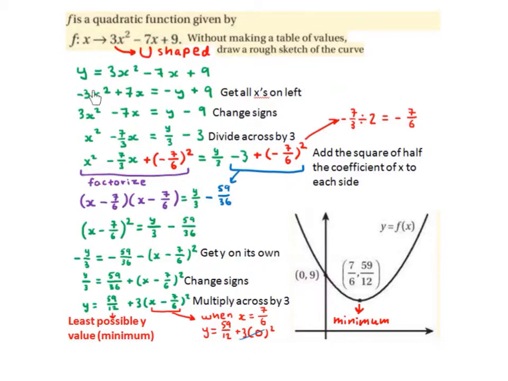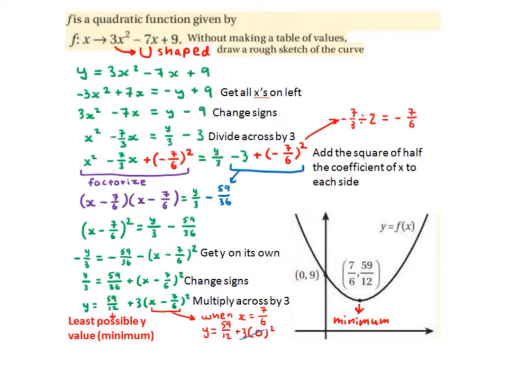Now we don't want minus 3x squared, we want positive 3x squared, so we need to change our signs. Minus 3x squared becomes positive 3x squared, plus 7x becomes minus 7x, minus y becomes y, plus 9 becomes minus 9. Next we're going to divide across by 3. So 3x squared divided by 3 is x squared, minus 7x divided by 3 is minus 7 over 3 x, y divided by 3 is y over 3, minus 9 divided by 3 is minus 3.